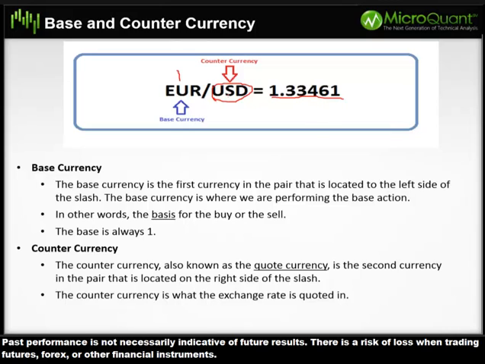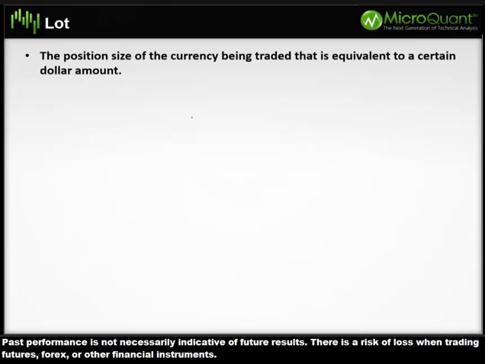So this is what the quote is in the dollar. This is always going to be 1. Does that make sense? Does that clear anything up? All right, cool beans. Let's go ahead and head on over here to the lot.